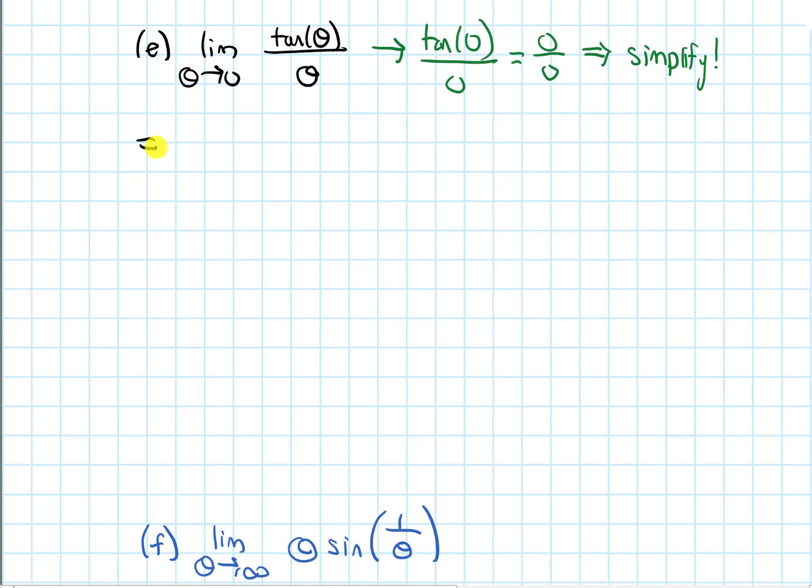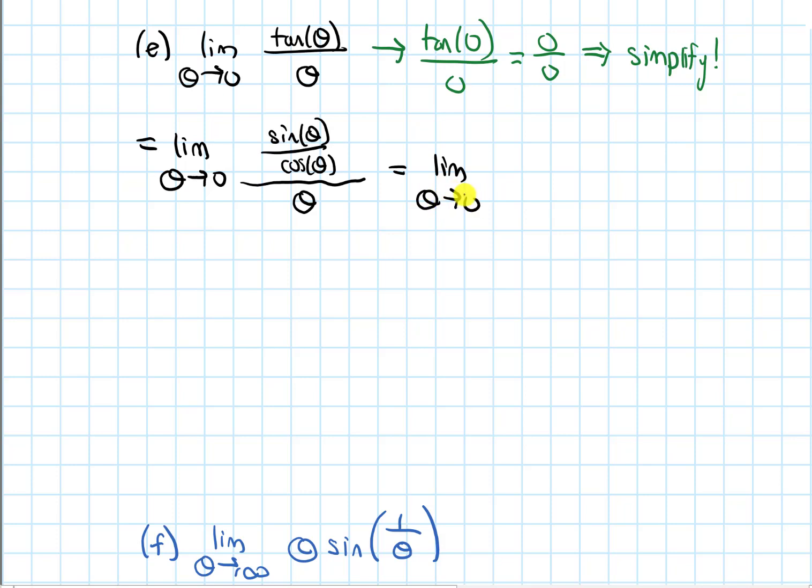All right, so maybe let's try rewriting tangent. I get the limit as theta goes to 0. Let's rewrite that tangent as sine of theta over cosine of theta, and that whole thing is being divided by theta. When I divide by theta, I can write that as a fraction, the same thing as theta over 1. So we get sine of theta over cosine of theta, and dividing by a fraction is the same thing as multiplying by the reciprocal. So we will multiply by 1 over theta.